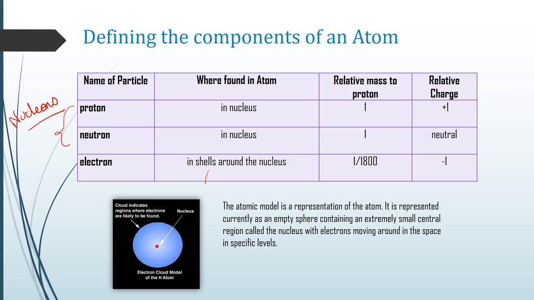The electrons, though, are about 1/1800th of the mass of a proton or a neutron, which means they're really insignificant in how much they weigh. So we say pretty much that the electrons don't contribute to the mass of the atom at all. However, what's really important for us is they do have a relative charge of -1. While they're really small and don't contribute to the mass of the atom, they certainly contribute to the electronic structure and how we see them behave as they form compounds.